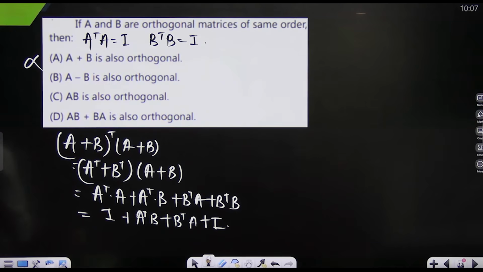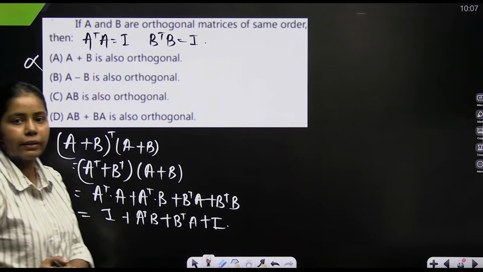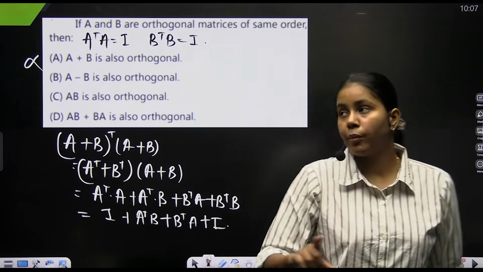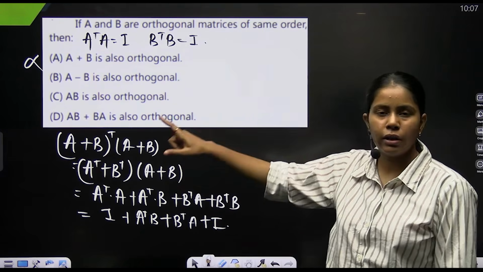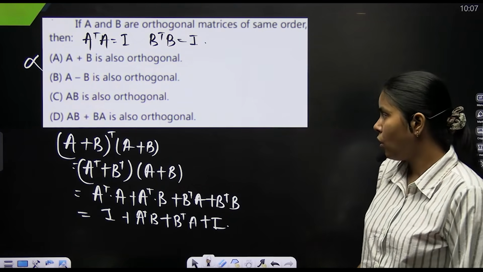Let's check for A minus B. Similarly, you would not get A minus B as an orthogonal matrix. You can just check by yourself, because you do not get A plus B as orthogonal, A minus B you would not get as orthogonal.